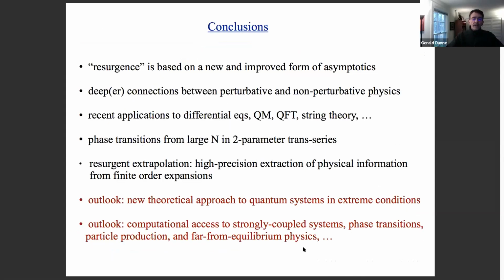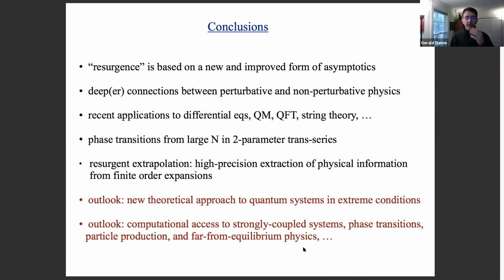So one thing is resurgence is a new and in some sense improved form of asymptotics. People have studied it in various applications recently in quantum mechanics, quantum field theory, string theory, matrix models. And it's revealed some deeper connections between perturbative and non-perturbative physics that we're still trying to understand, but seem to be at least interesting so far.